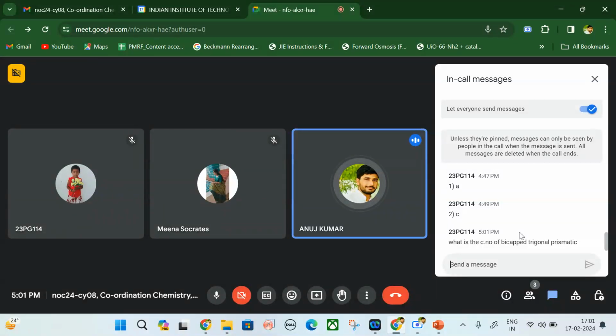So you are asking what the coordination number of bicapped trigonal prismatic is, right? I think I have explained in the last class. The coordination number is 8. I think I took the example in the earlier class.